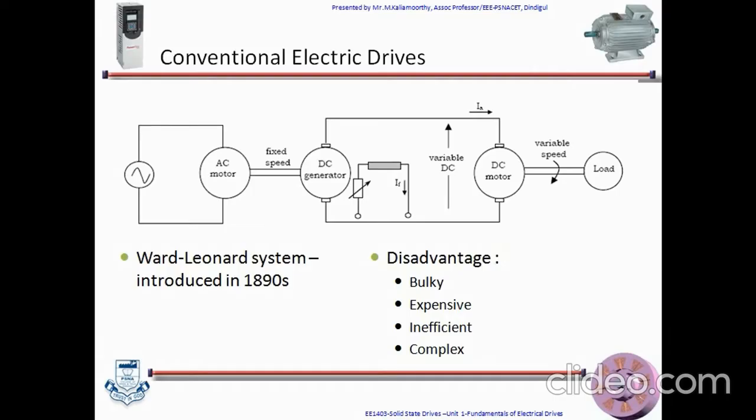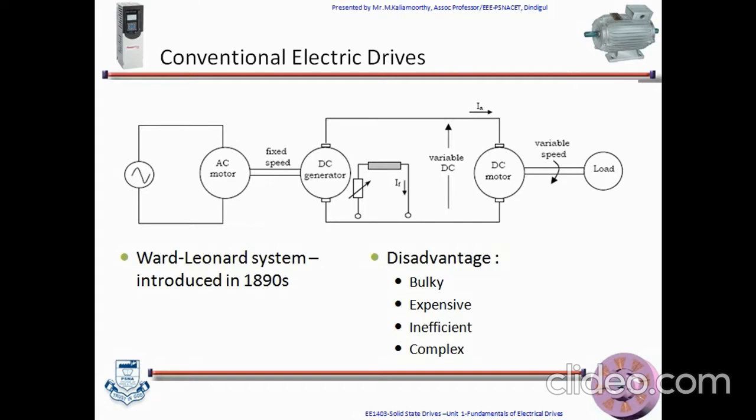So the DC motor gets a variable DC supply from the DC generator, by varying the field current of the DC generator. Once the armature of the DC motor is getting a variable DC supply, the speed of the motor can also be varied, since the speed of the motor is directly proportional to the armature voltage. This was the system used to control loads in the olden industries.